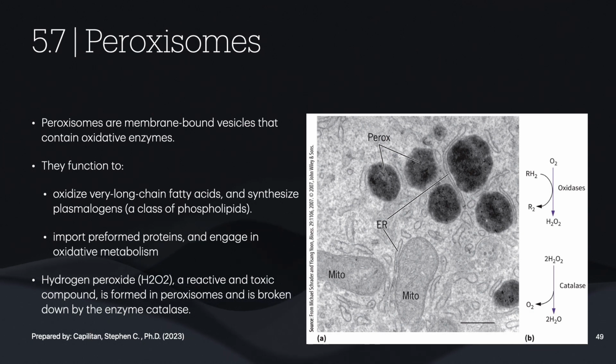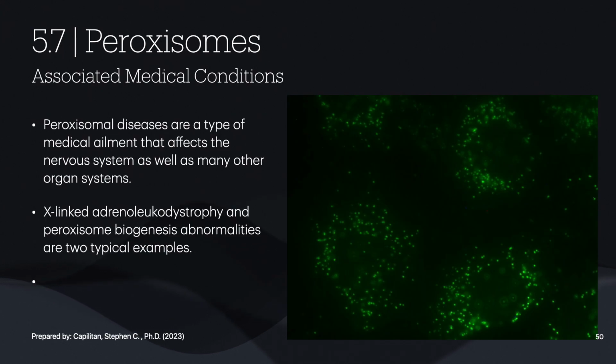So there is a lot of information about peroxisomes which is really of clinical importance. Peroxisomal diseases are a type of medical disease that affects the nervous system as well as many other organ systems. Examples are X-linked adrenoleukodystrophy and peroxisome biogenesis abnormalities, which have been shown as the two typical examples.